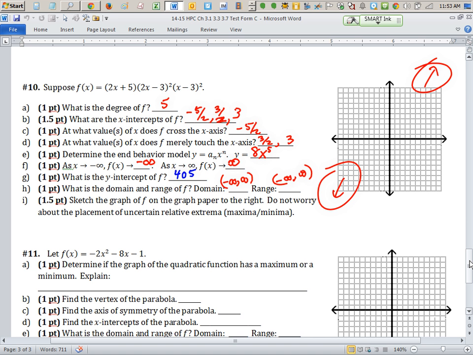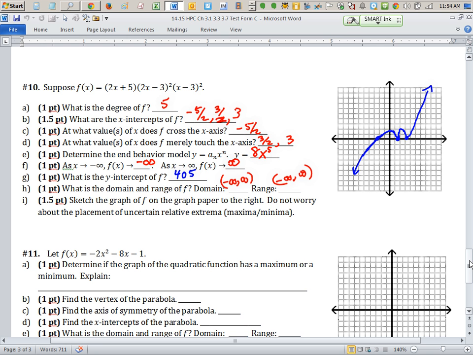Sketch the graph. Okay, so we will need some x-intercepts. We know that at negative 2.5 we have an x-intercept, and at 3 we have an x-intercept, and at 3 halves we have an x-intercept, and it's a touch point at 2 of these spots. There's an arrowhead here, but this right here is a crossing point. The other 2 are touch points, so it's going to come down and touch, go up, come back down and touch, and go off to infinity. Close enough. Okay? Sketch it. Don't worry about the position of the relative extrema. So don't worry about the peaks.